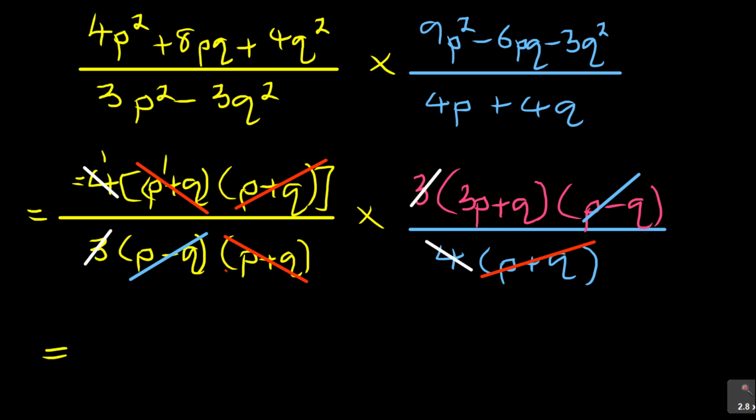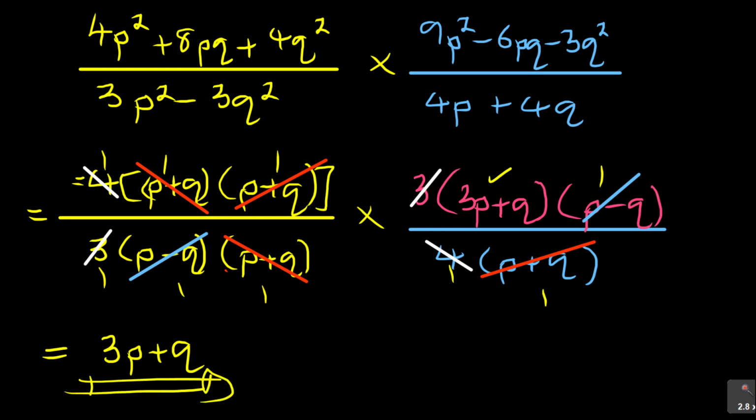Here it's 1, it's 1, it's 1, nothing is left. Even here it's 1, it's 1, everything cancelled. So you're multiplying 1 and there is remaining 3P plus Q. So the answer there is 3P plus Q.